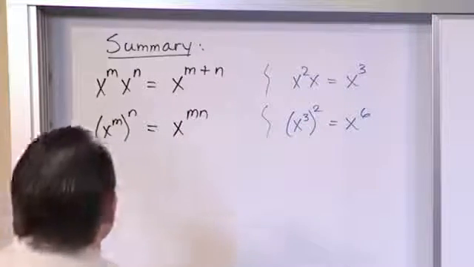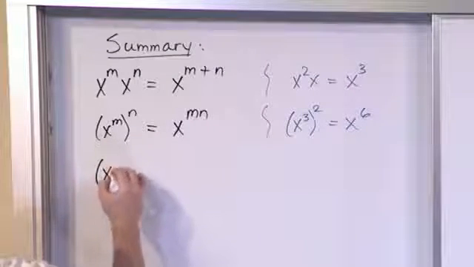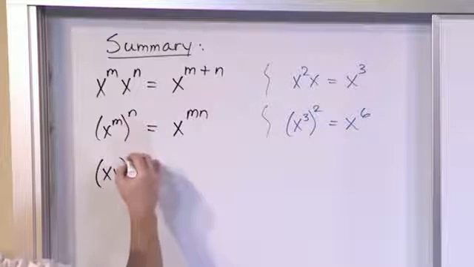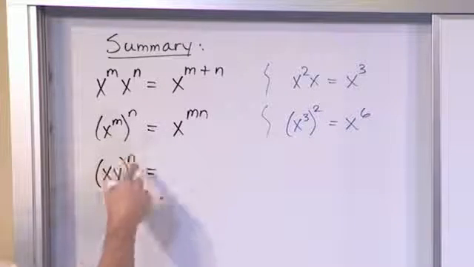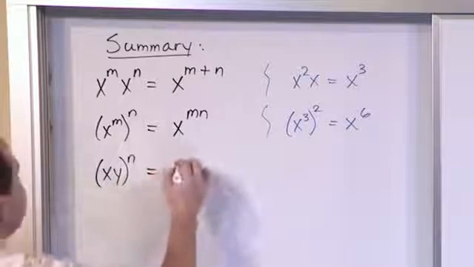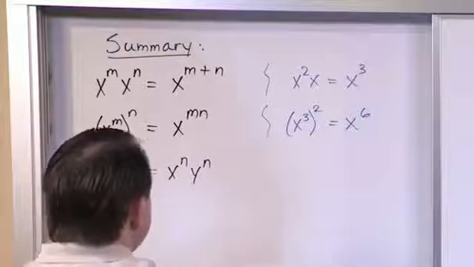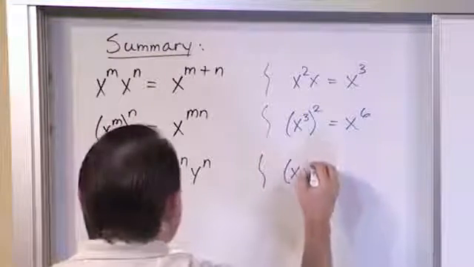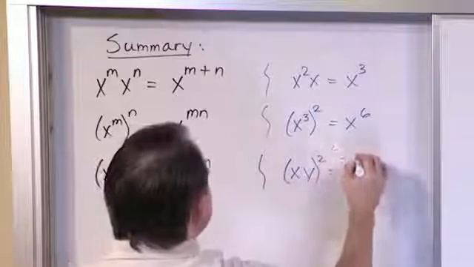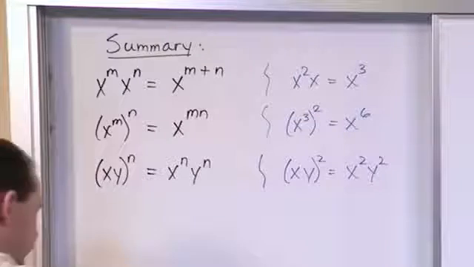Okay? The third thing we learned is that x times y can be raised to a power, and when you have something inside of parentheses raised to a power, you can distribute it in. So x to the n times y to the n. And this is exactly the same, given a real problem, as something like x times y squared. It's x squared y squared. You just distribute the exponent in.